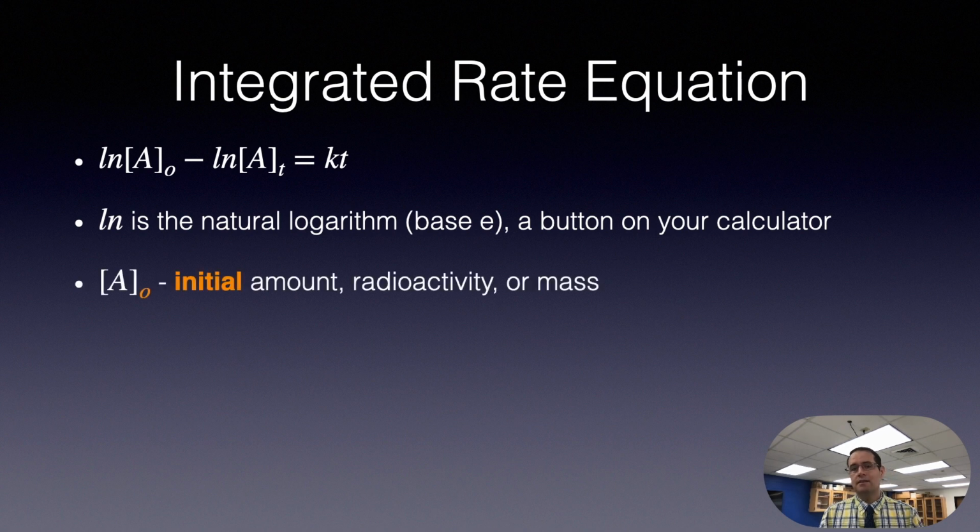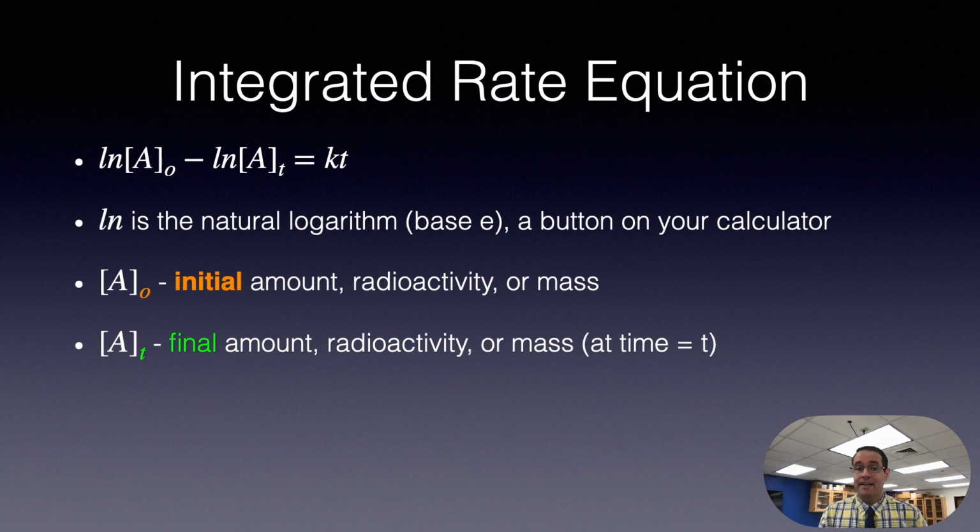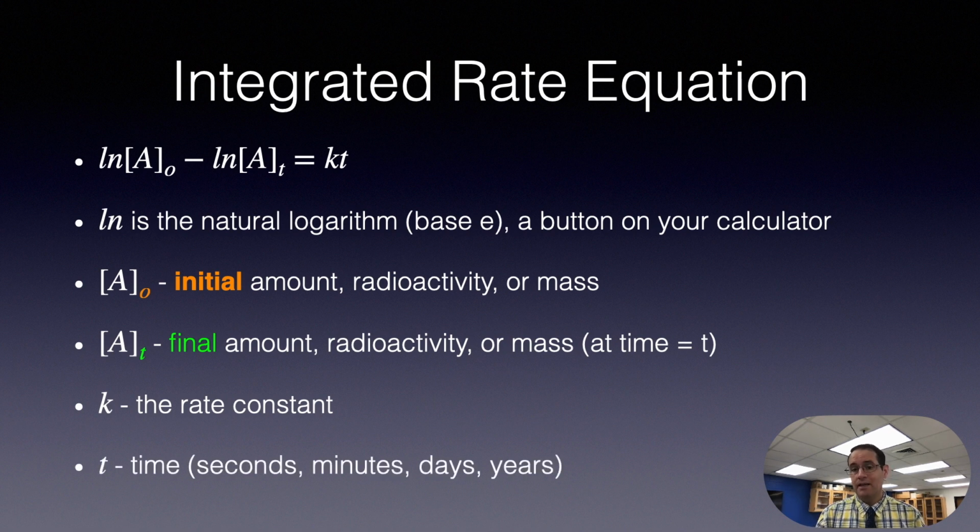A naught is the initial amount of the radioactivity, for example, or the drug concentration, or even the mass. At is the final amount, okay? Again, it could be concentration, it could be grams, it could be radioactivity, like counts per second. And that's the final amount at time t, all right? k is the rate constant. That's the same k that we've seen in the rate law, all right? And t is time, and these are the units, seconds, minutes, days, years, okay?